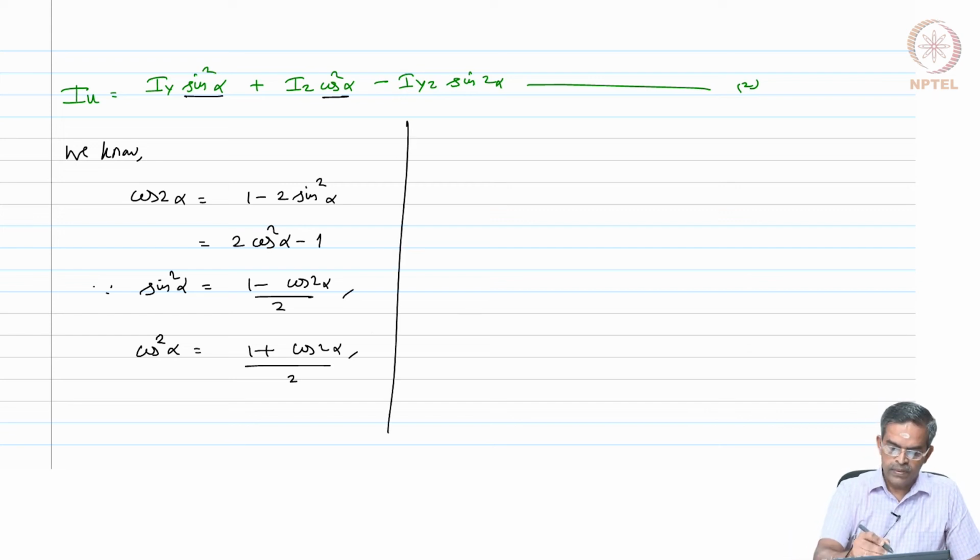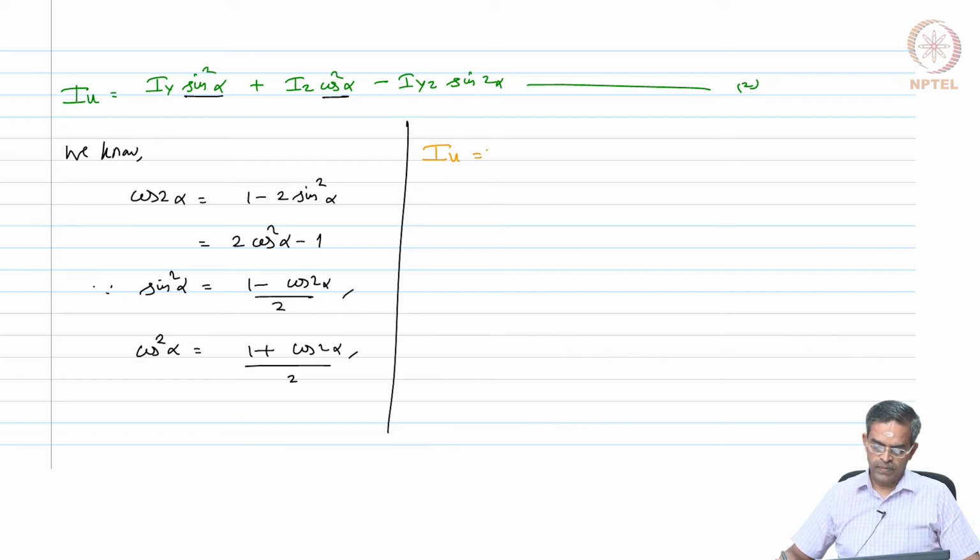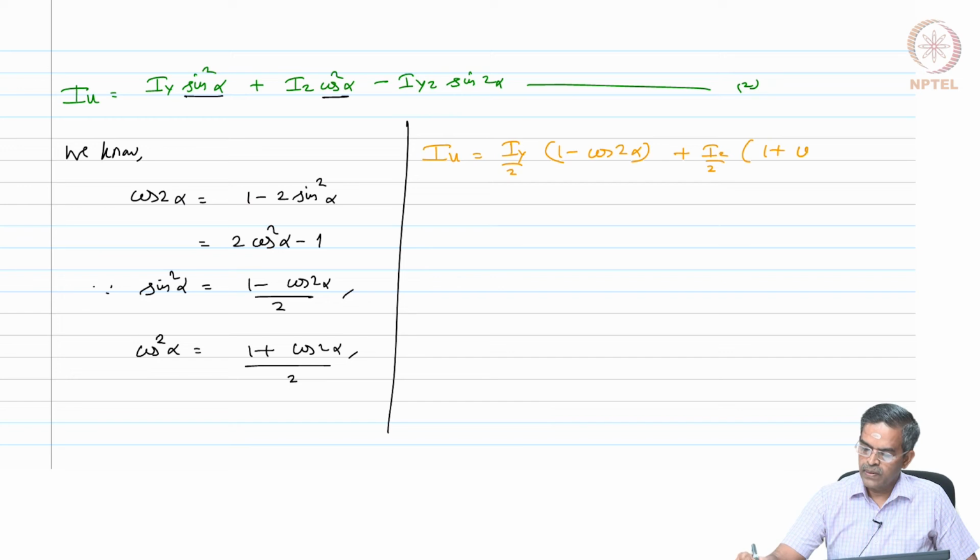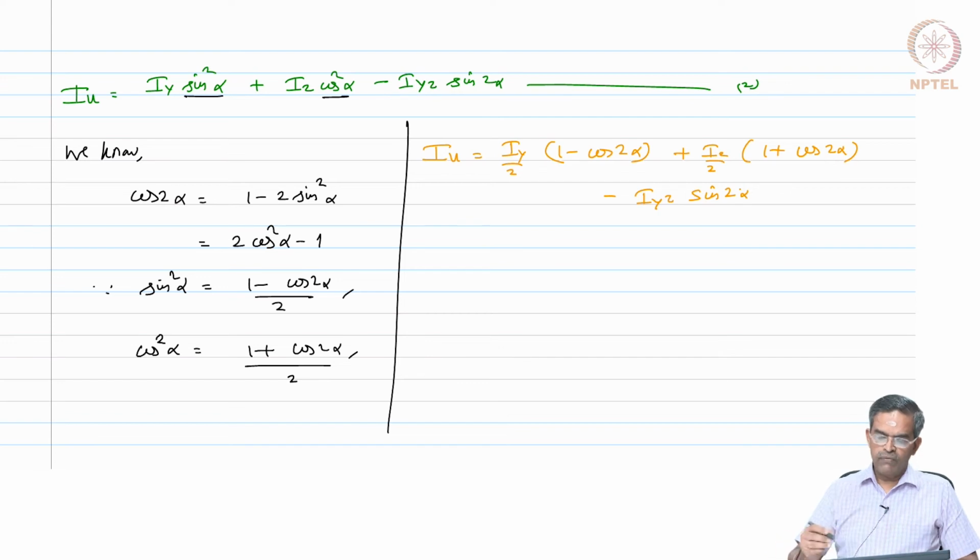Therefore, I can now get Iu as Iy by 2 times (1 minus cos 2 alpha) plus Iz by 2 times (1 plus cos 2 alpha) minus Iyz sin 2 alpha. Am I right? We can further simplify this because I have Iy by 2 and Iz by 2.